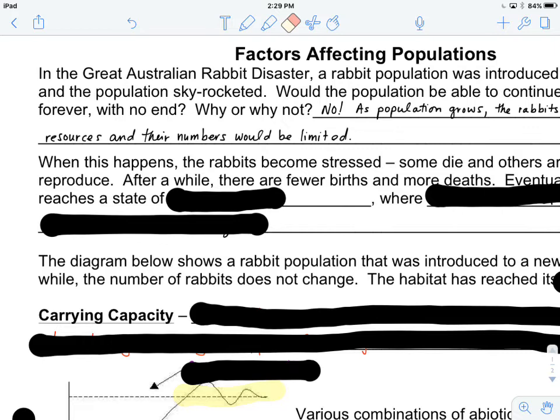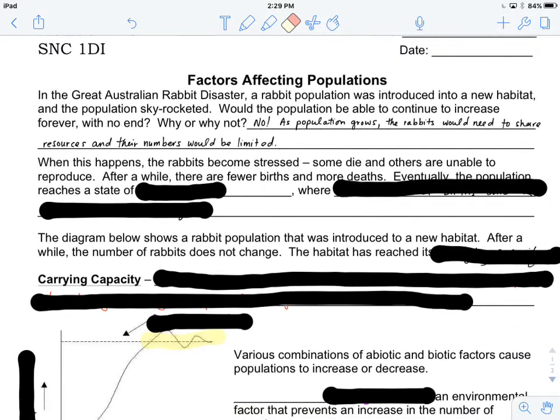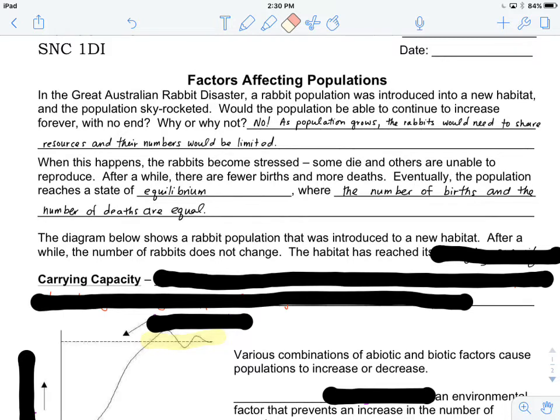And as soon as that happens, the rabbits then would become stressed. Okay, some of them would die, and then others would be unable to reproduce. And so after a while, there would be fewer births happening, and there would be more deaths happening. And eventually, the population will enter a state of equilibrium. Okay, what in this case equilibrium means is that we have a balance between the number of births and the number of deaths. And that's equilibrium. The population will become even.